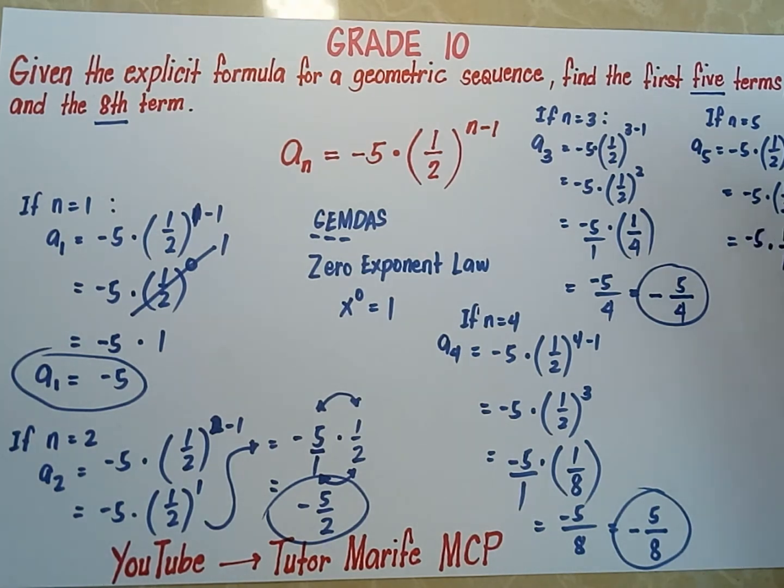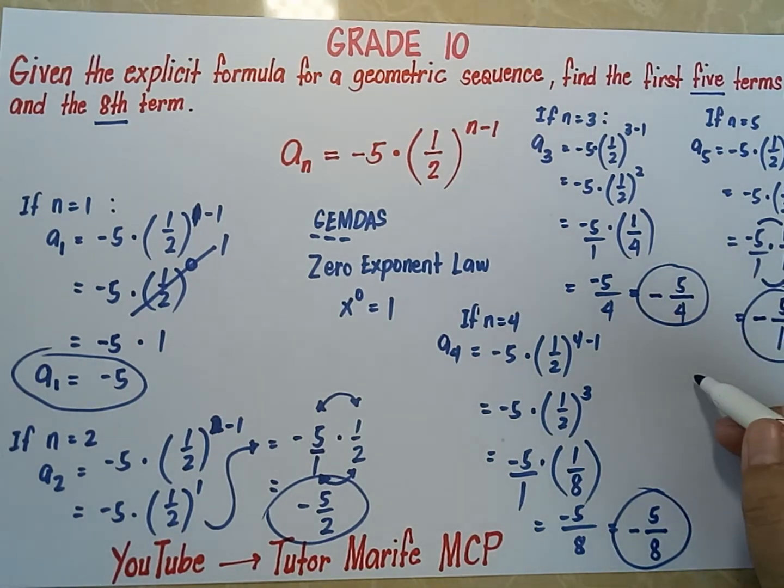Multiplied by negative 5. Negative 5 is the same as negative 5 over 1. Numerator times numerator, denominator times denominator. Finalize the sign of your answer. Negative ka-level ng fraction bar, 5 over 16. This is your fifth term.